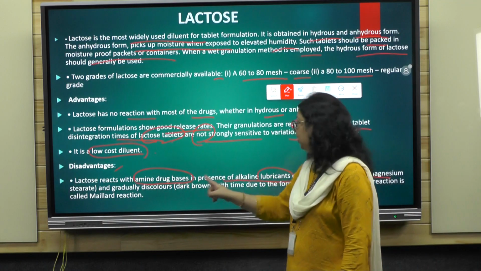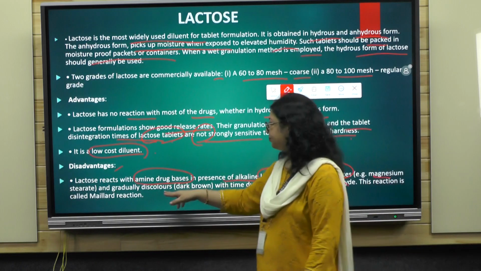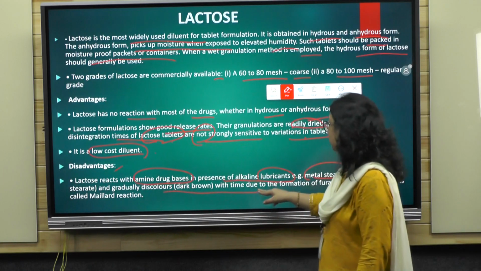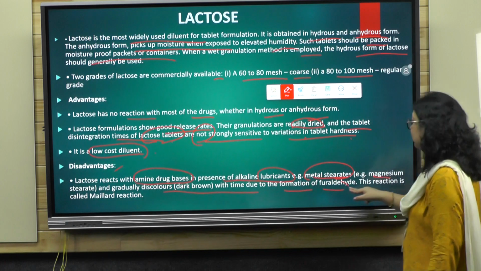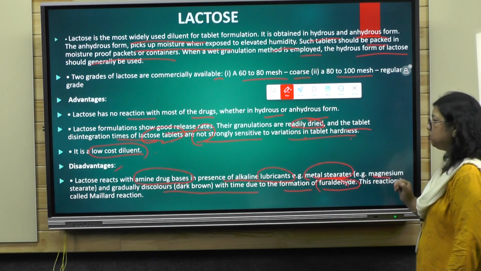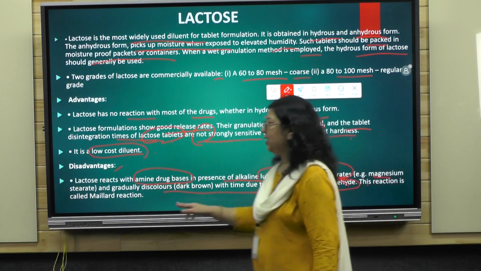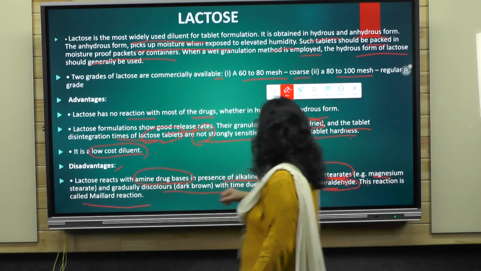But lactose interacts with magnesium stearate, and gradually what happens? It discolors with time due to formation of furaldehyde. So eventually lactose will interact with magnesium stearate and form furaldehyde, and this reaction is called the Maillard reaction.